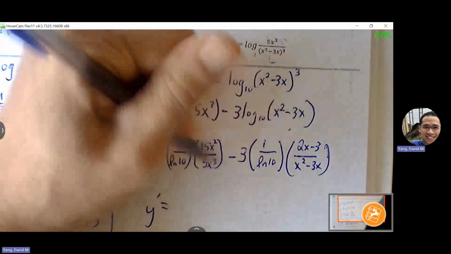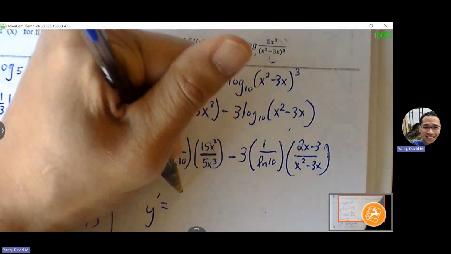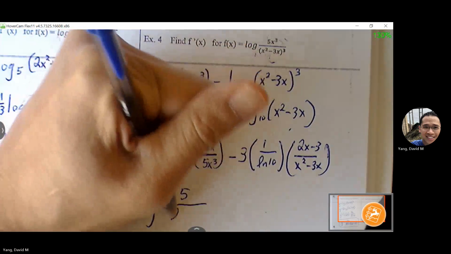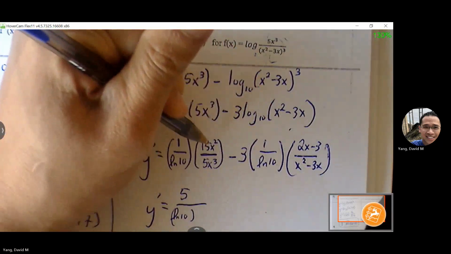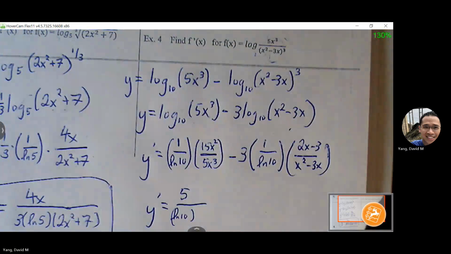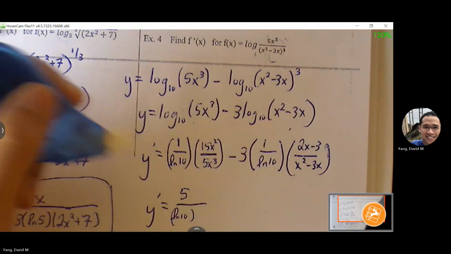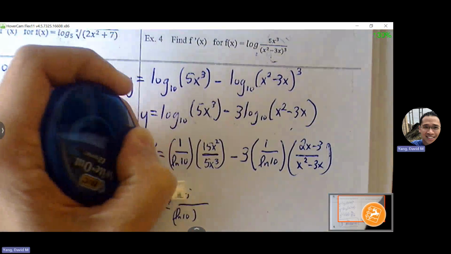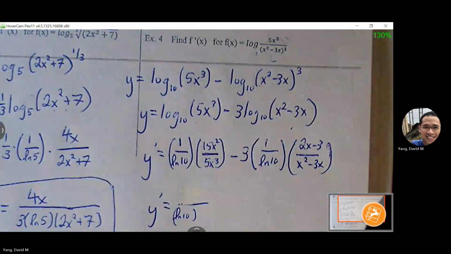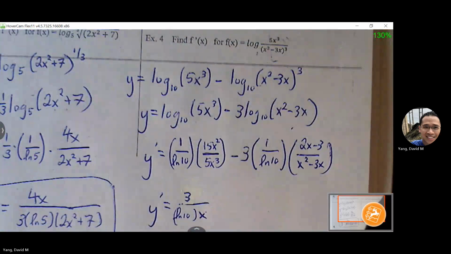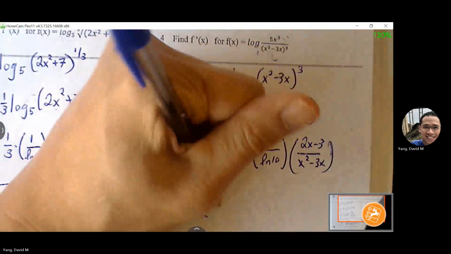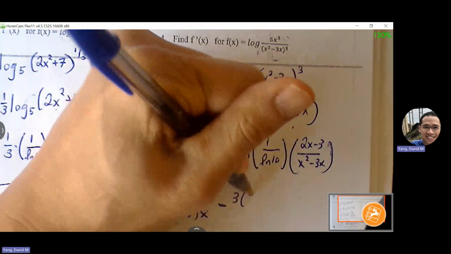And I can do some cleanup within each fraction here. 3 over 15 over 5 reduces to just 3 over 1, right? So 3. Minus 3 times 2.